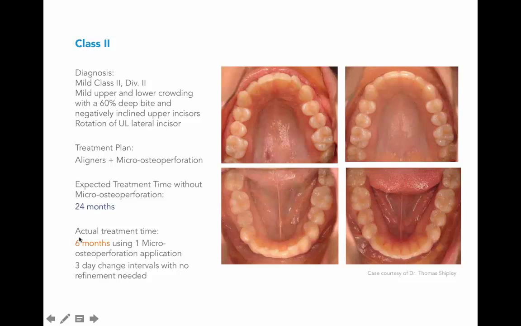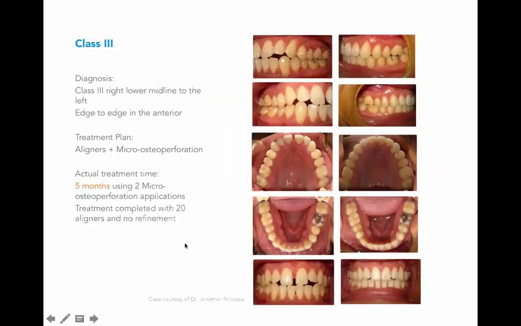In this case, he was able to finish with aligners in 6 months. So I'm not sure about that 24 months. Looks like it'd be about a 9 to 12 month aligner case, about a 6-month case with 6-month smiles. My guess with 6-month smiles, we'd probably get this done with the perforations in about 4 months. All right, here's another case.